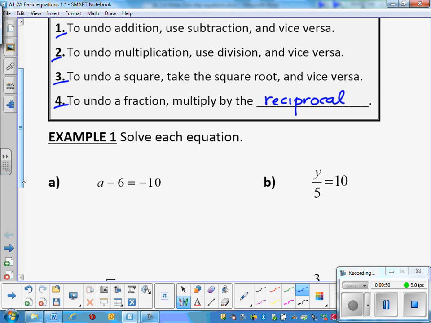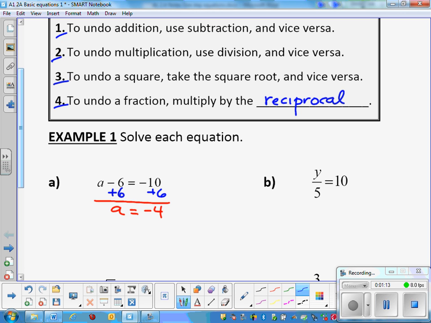So example 1, A: I have A subtract 6 is -10. So I want to undo the -6. To undo the -6, I'm going to do the opposite, which is to add 6 to both sides of the equation. And when I do that, I'm going to end up with A is equal to -4, and that's my answer.